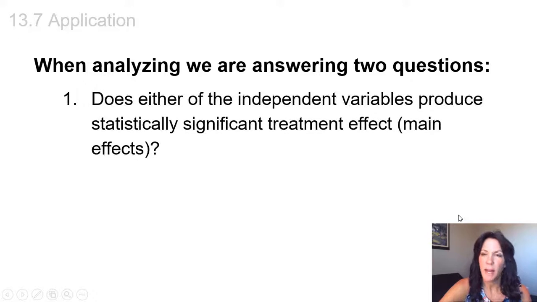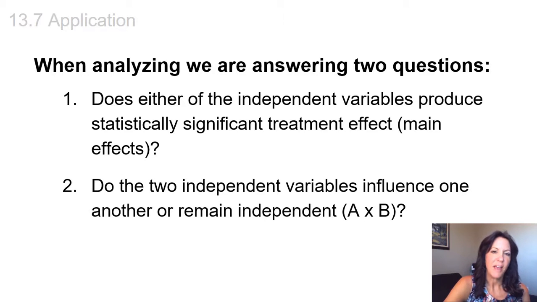So when we're analyzing a factorial ANOVA, we're asking 2 questions. Do either of the independent variables produce a statistically significant treatment effect? Remember, those are called main effects. And then we talk about whether the 2 independent variables influence one another or remain independent. Is there an interaction, in other words?